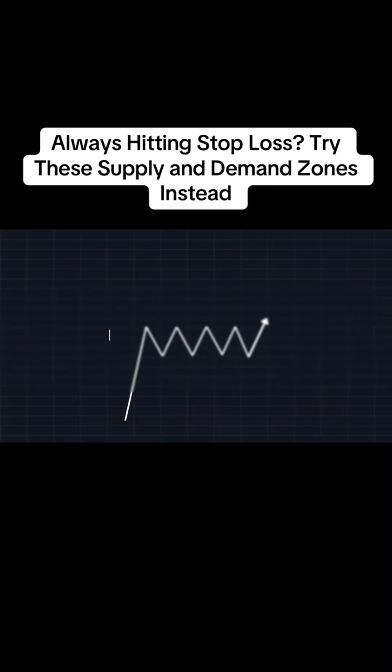Number 2, rally base rally, RBR. This is a continuation pattern. Price is already going up, it pauses in a tiny base, and then it launches into another crazy rally. That base is a new demand zone, showing that buyers just took a quick break and then started buying even more.